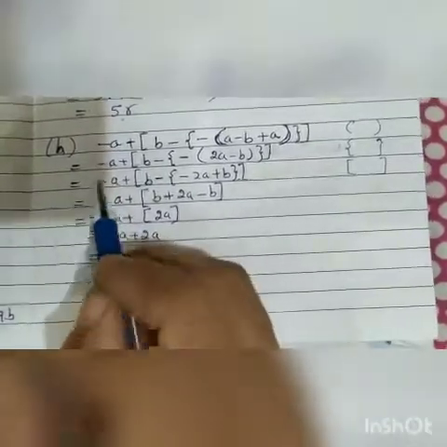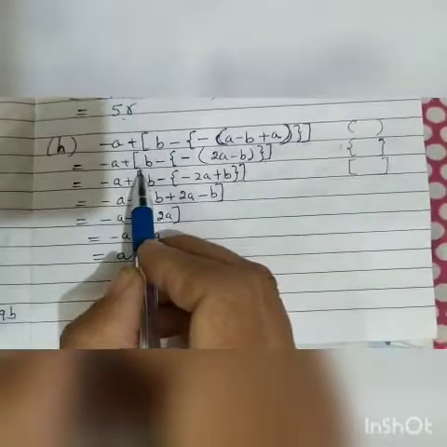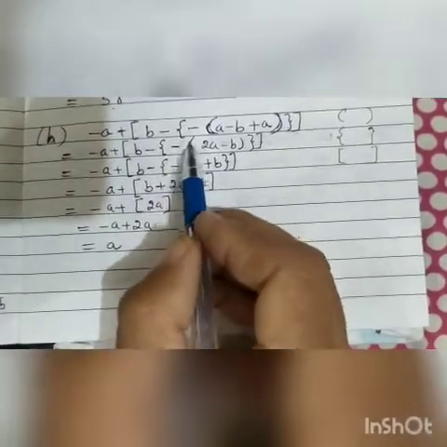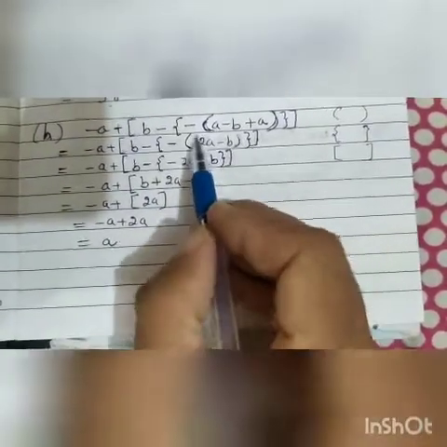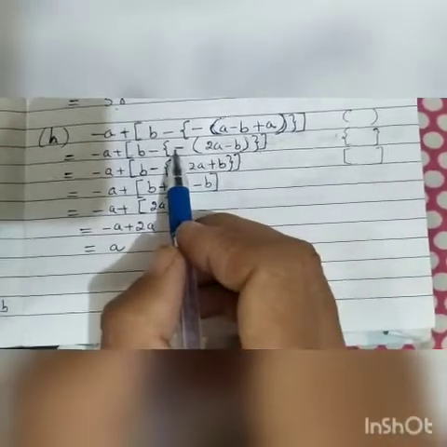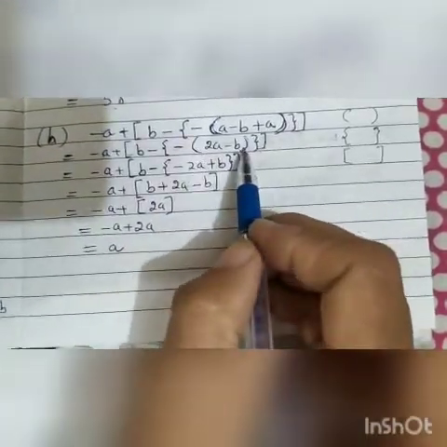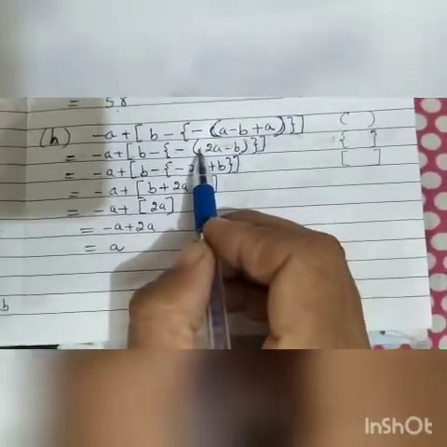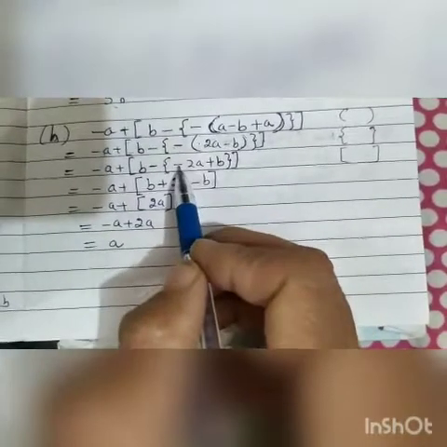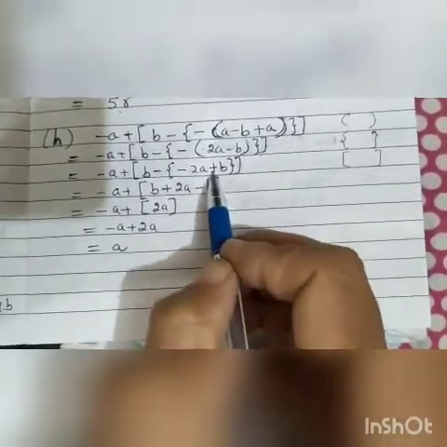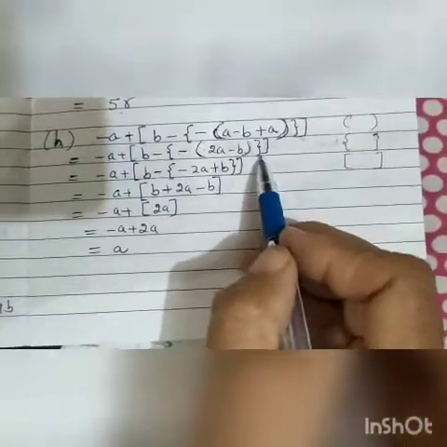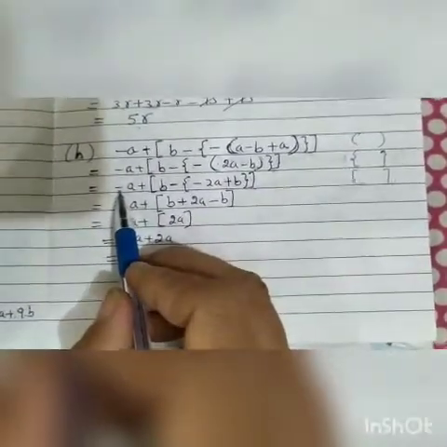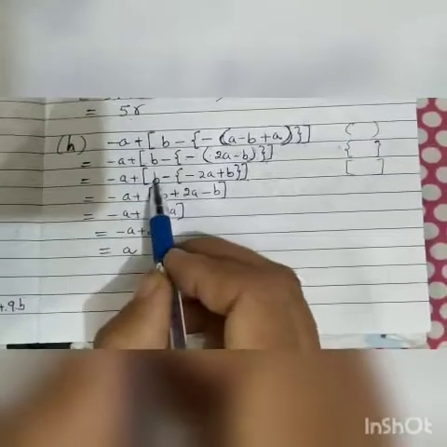Again we will start as it is, minus a plus, then this rectangle bracket, b minus, then this flower bracket. Now we will simplify this bracket. We will remove this bracket, and out of this bracket there is minus sign. So when we remove this bracket, we will change the signs: this becomes minus 2a plus b. We will remove this bracket now, and only these two brackets are left, flower bracket and rectangle bracket.